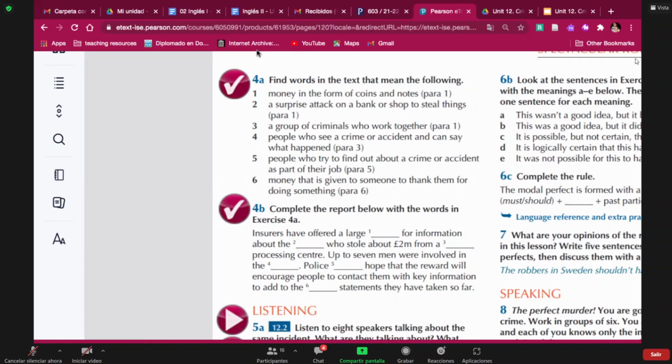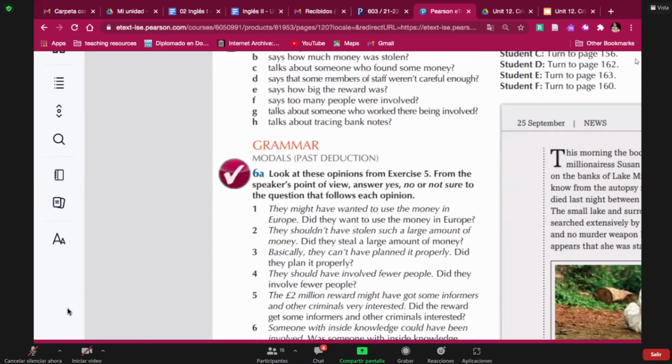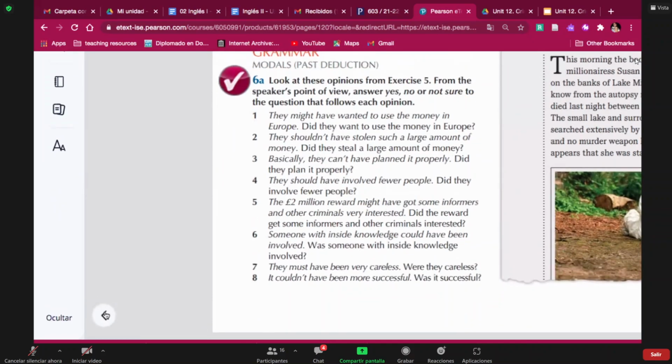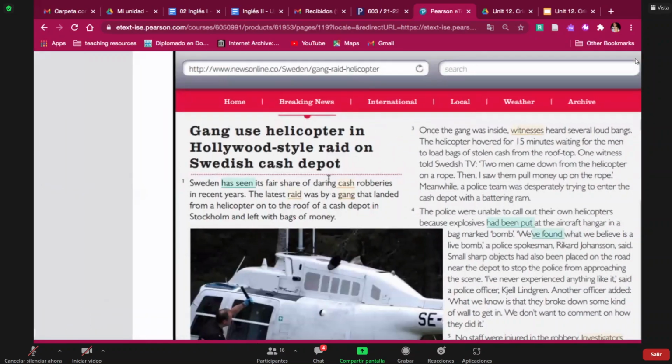Yes, teacher, number 6, money that is given to someone for doing something, a reward. To thank them, okay? To thank them for doing something, yes, it's a reward. So you see, guys, in the reading, you have all these words, okay?